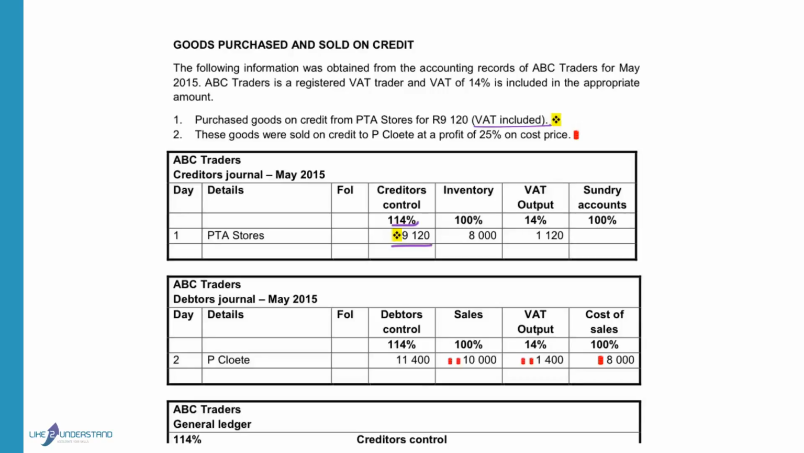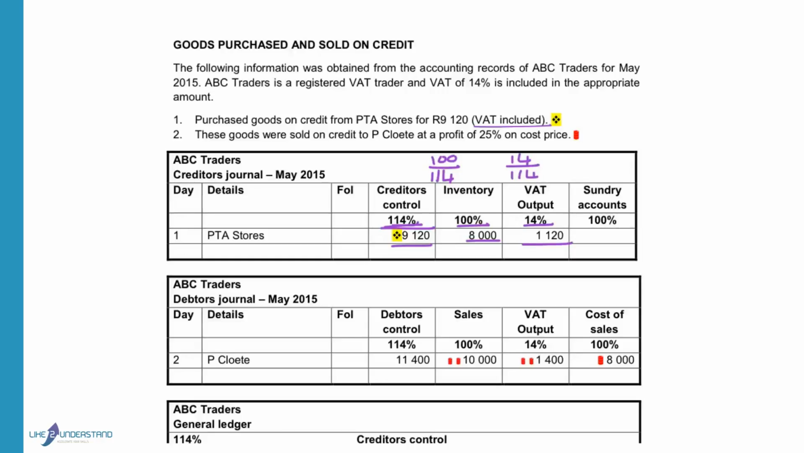If we want to calculate what is the cost price of the inventory excluding the VAT, we want to calculate 100 divided by the one that we know, 114 times 9120, and that will give us 8,000 rand. If we want to calculate the VAT, the one that we want is 14. The one that we know is 114 times 9120, and that will give us 1120.